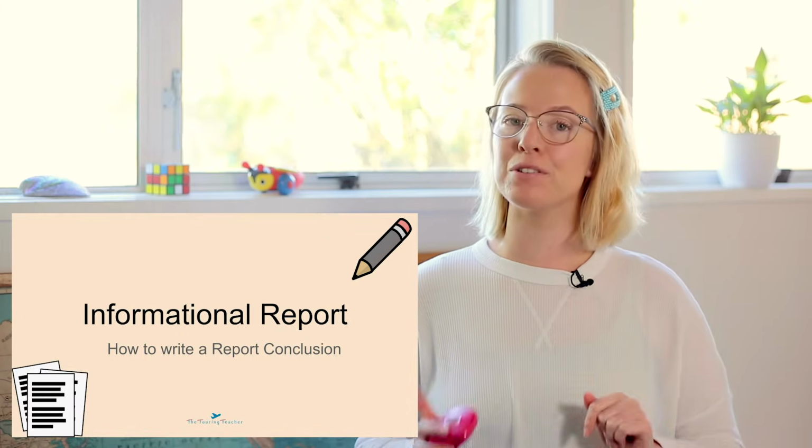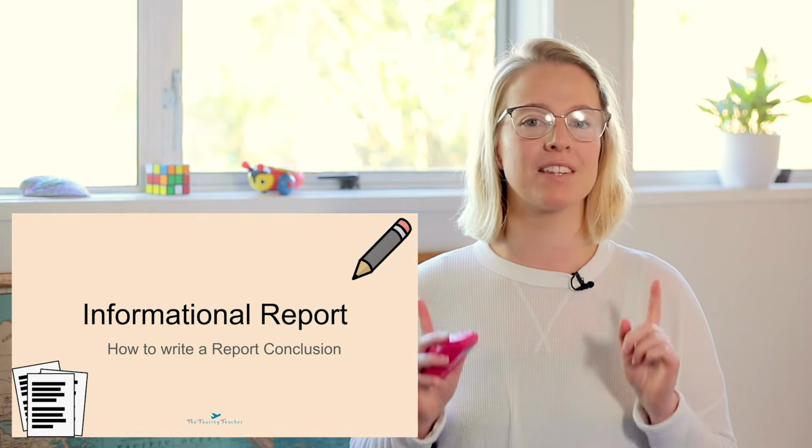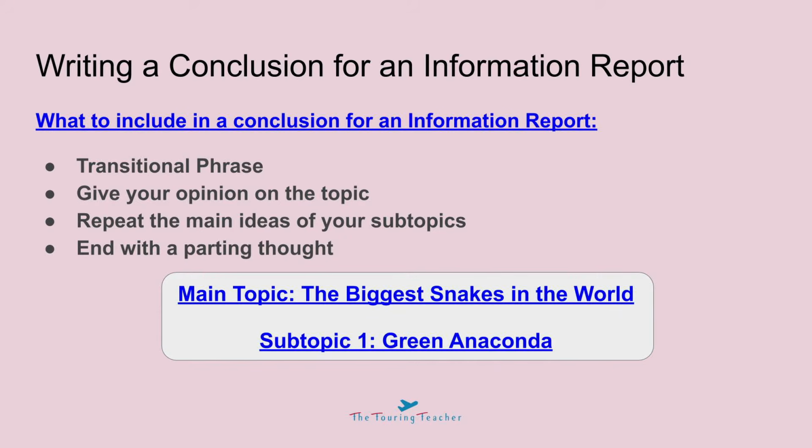We're looking at how to write a conclusion. This is quite important and sometimes gets missed out when we're doing our writing. So let's see what we need to include. What to include in a conclusion for an information report? We need to have a transitional phrase. We need to give our opinions on the topic. We need to repeat the main ideas of our subtopics, and we need to end with a parting thought.